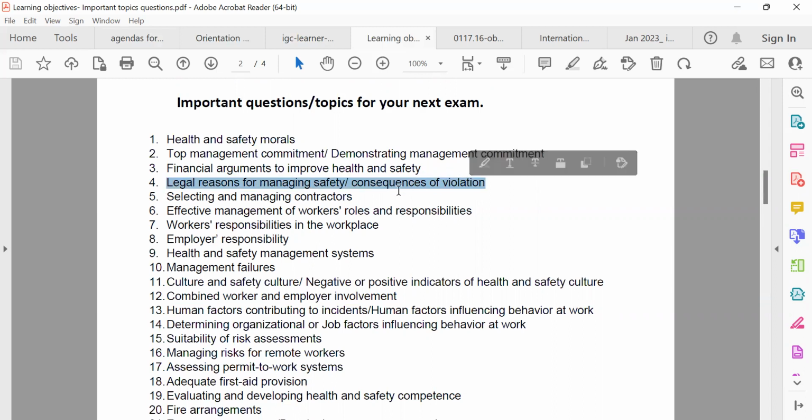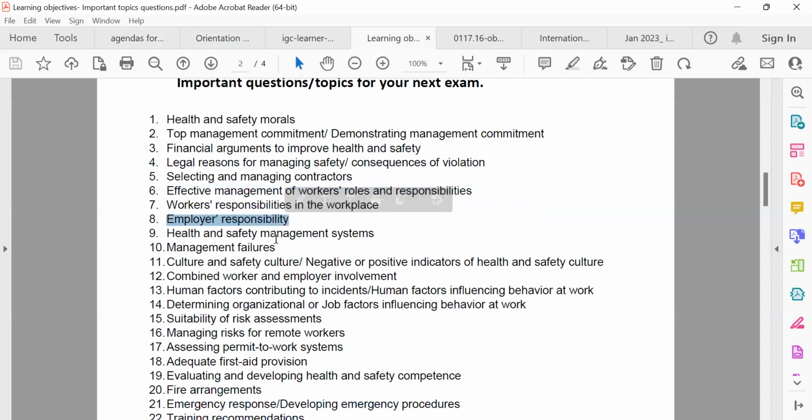Fourth one, legal reasons for managing safety or consequences of violation. Selecting and managing contractors. The main question is, what are the factors to be considered when selecting a competent contractor? How can you evaluate the competency of the contractor? That's a common question. Effective management of workers' roles and responsibilities. The questions would be like, comment on the effectiveness of roles and responsibilities allocated among the workforce. Workers' responsibilities in the workplace, the questions are also similar.